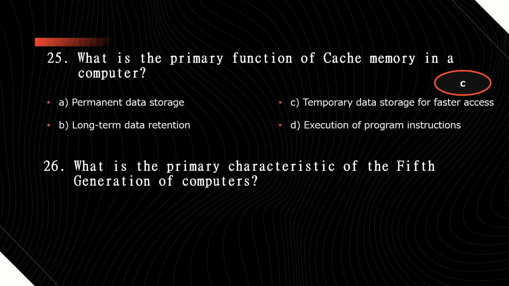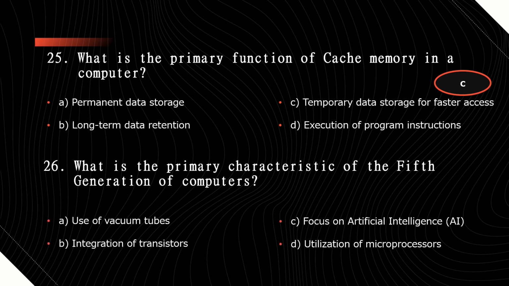What is the primary characteristic of the fifth generation of computers? Options: A. Use of vacuum tubes. B. Integration of transistors. C. Focus on artificial intelligence. D. Utilization of microprocessors. Answer: C. Focus on artificial intelligence. The fifth generation of computers focuses on developing AI systems capable of natural language processing, pattern recognition, and advanced problem solving.